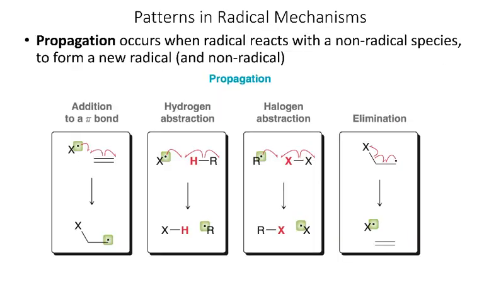Propagation steps occur when radicals react with non-radicals and new radicals are formed in the process. So the net is no change in the number of radicals. So addition to a pi bond, I have a radical in the reactants, I have a radical in the products. Hydrogen abstraction, again, radical in the reactants and a different radical in the products. And so they're called propagation steps because I still have radicals that can go on to react with other things.